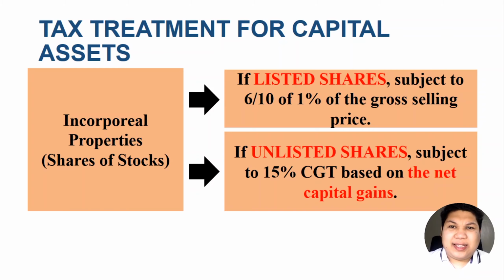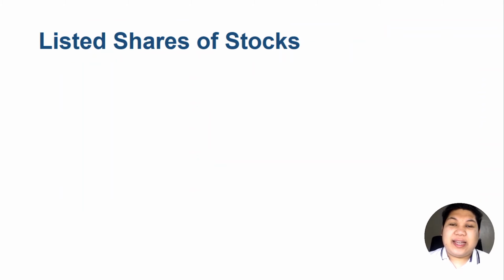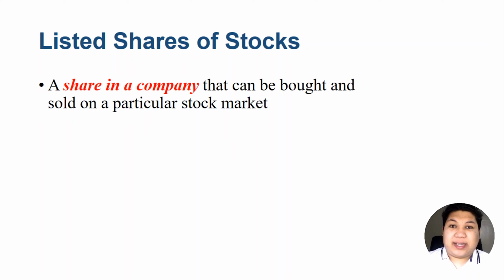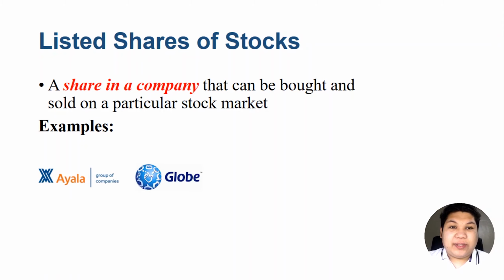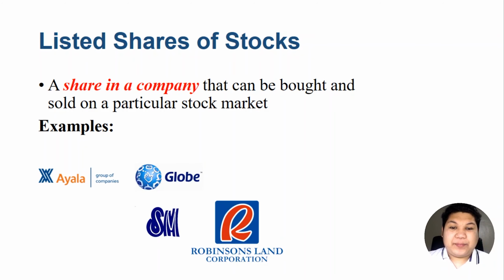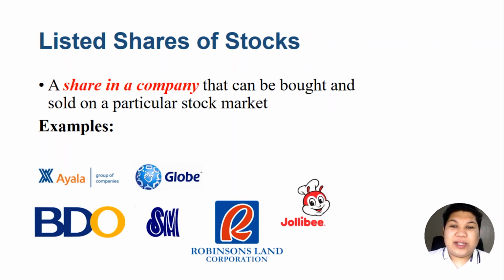So, what are listed and unlisted shares? When we say listed shares of stocks, this is a share in a company that can be bought and sold on a particular stock market. So, when we say listed shares, these are shares of listed companies. What are those listed companies? Example, Ayala Land Corporation, Globe Telecommunications, SM, we have Robinson's Land Corporation, BDO, and of course Jollibee. So these are just some of the blue chip companies in the Philippines. All these companies are listed companies.